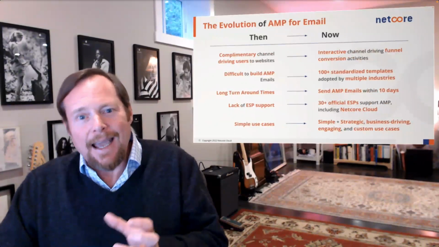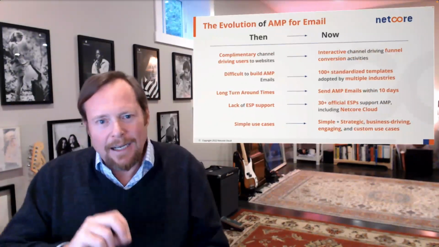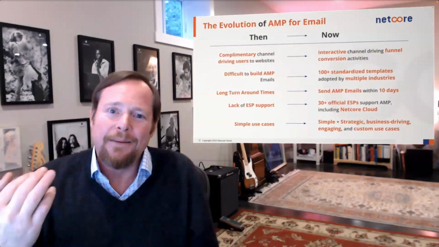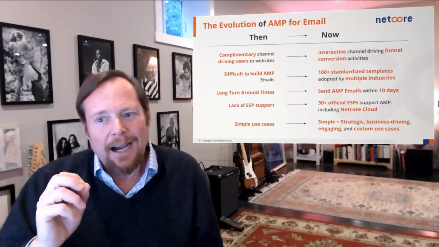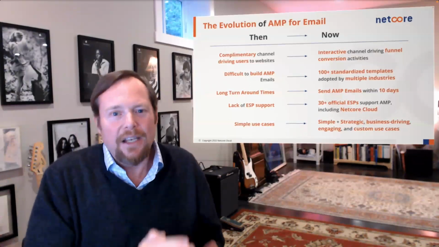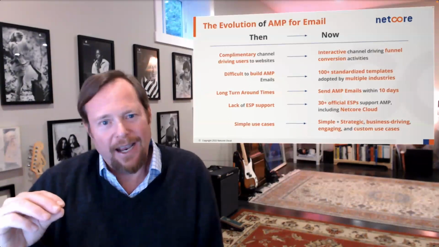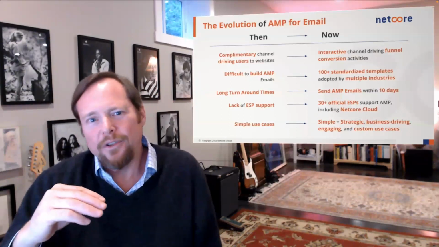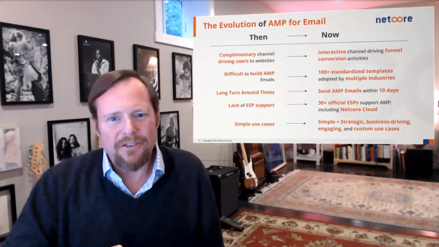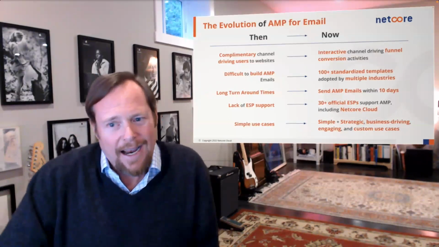At the beginning, AMP was used as a complement, as kind of a shiny object in several message streams, image carousels and the like. We are now seeing AMP really drive in-channel conversions. It used to be tough to build AMP emails. Not everyone was supporting them, and even vendors who did support them didn't have a lot of templates. They didn't have the people, process, and the technology to really support AMP.